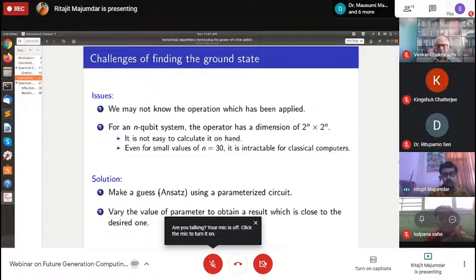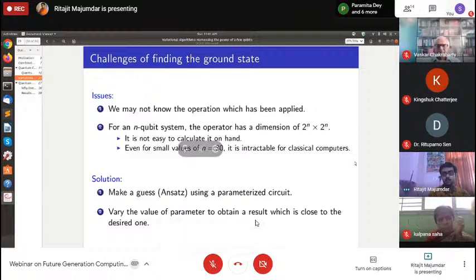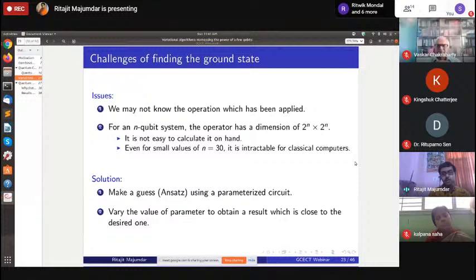So we'll make a guess using a parameterized circuit, because our guess may not be very good. So we'll just make a guess and we'll see whether it is a good guess or not. And if it is a good guess, fine. If it is not, then we'll change the value of the parameter and see whether this change actually gives me a better state. Fine. So this is the idea, and we vary this value of parameter in such a way that we get close to the result that we want.